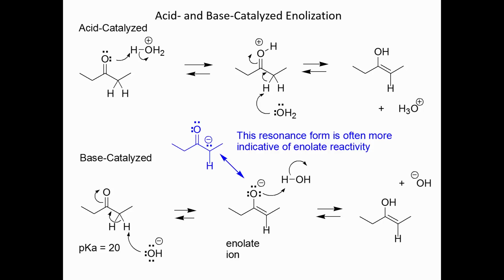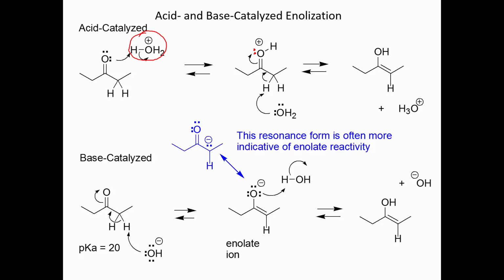Okay, let's look at the mechanism for acid and base catalyzed enolization. Here's what's happening in acid catalyzed enolization. I'll just use H3O plus as my acid right here. Okay, so we're protonating at the carbonyl oxygen lone pair to give us the species here. Let me put the lone pair there. That would be more appropriate.